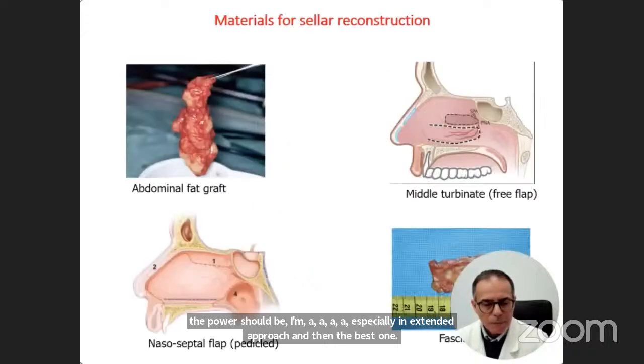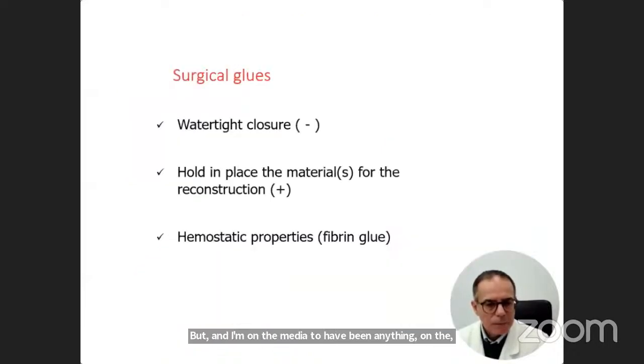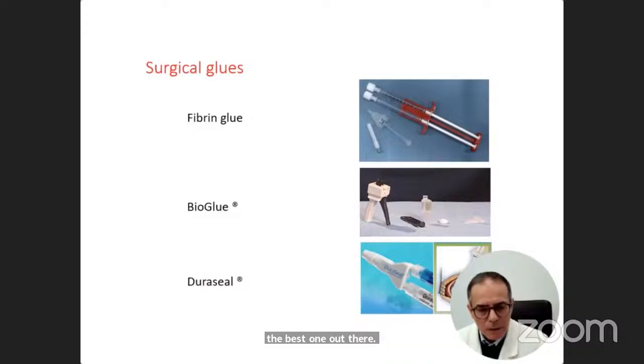Autologous material, which are the best autologous materials? Abdominal fat and nasal flaps, from the medial turbinate, from the nasal septum, and very rarely from the fascia lata. Of course, we have to use some glue, and also in this case, the best one is the biologic glue, and we avoid using semi-synthetic or synthetic glue.